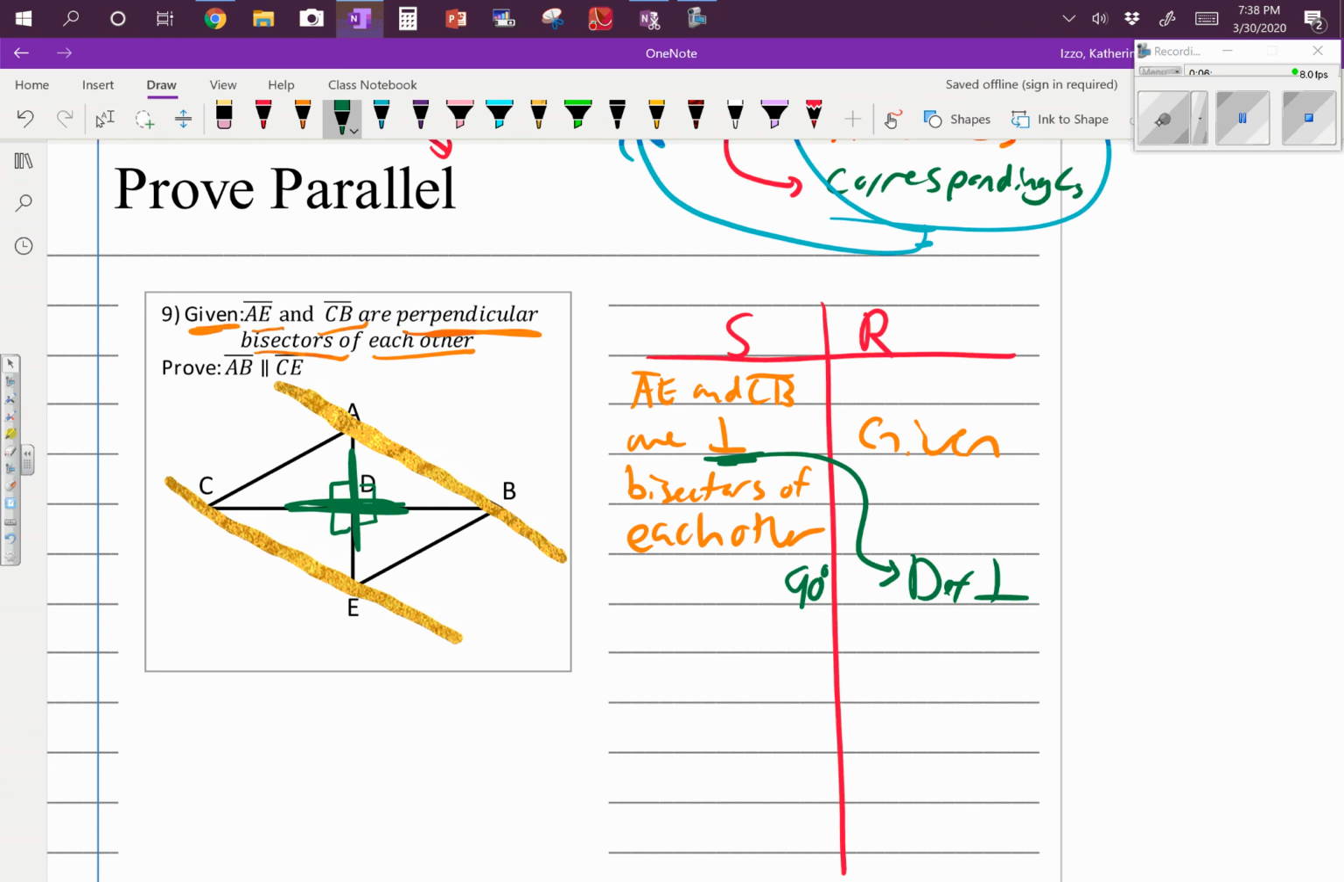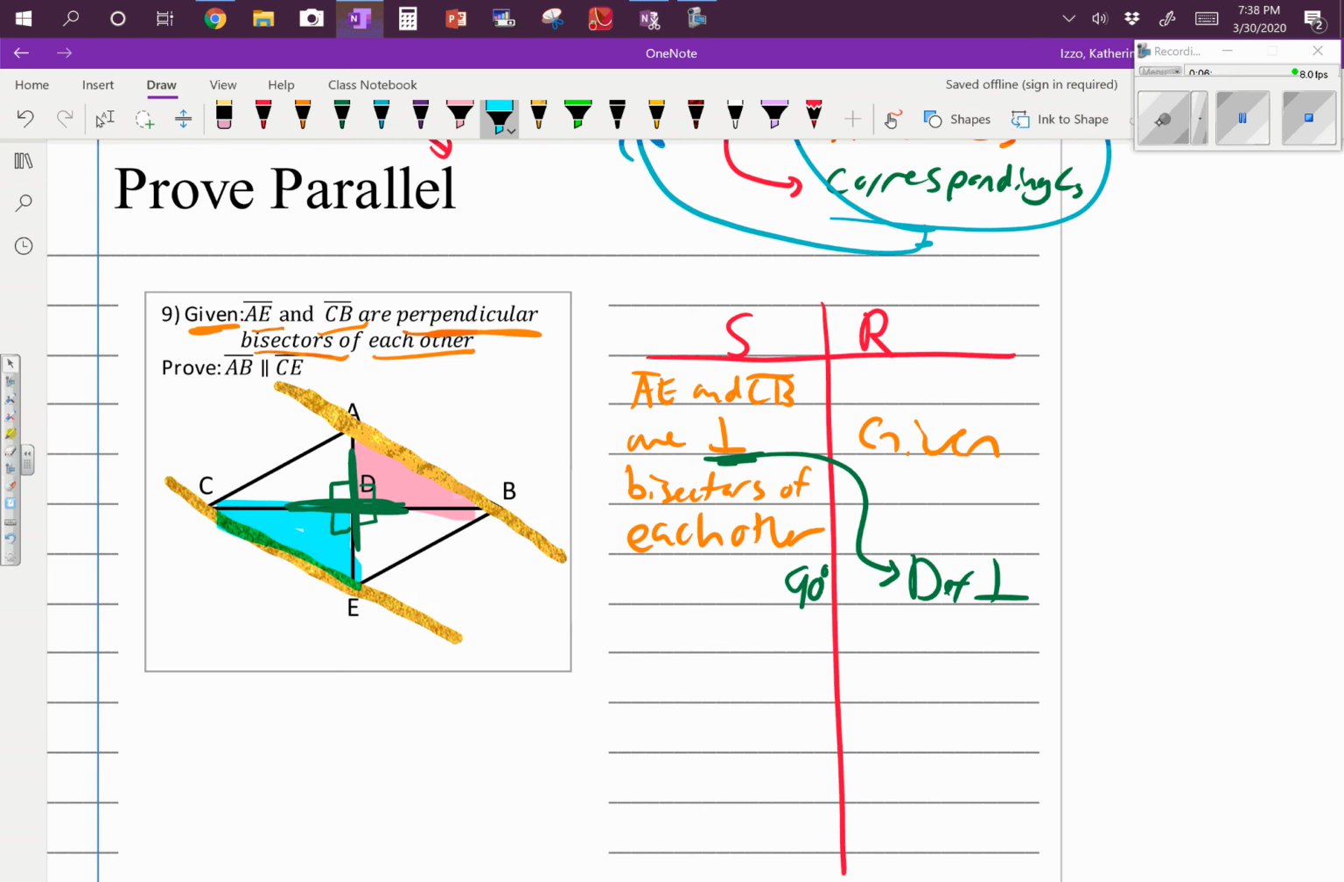Now, our mission is to find angles near our parallel lines. What we're going to do with this is we're going to zero in on this triangle right here and this triangle right here.